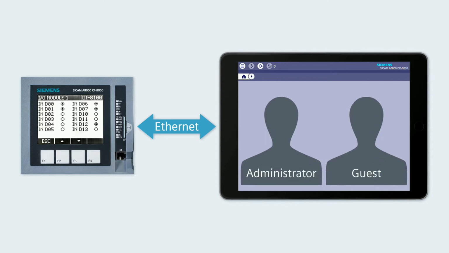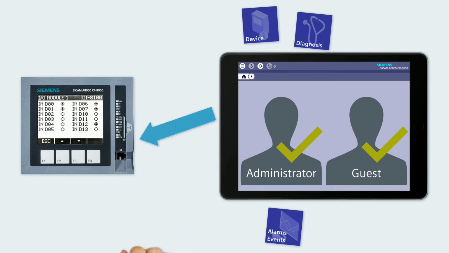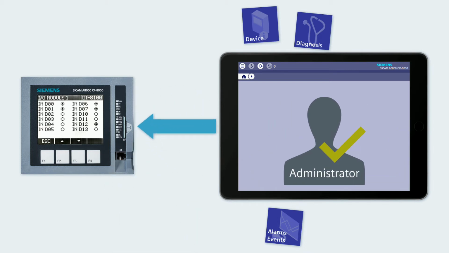Your personal authorization, and with that your possibilities, depends on your role. For example, as administrator or guest, you can read device and diagnostics information or check event and alarm messages. As administrator, you can also change configuration data or start test procedures.